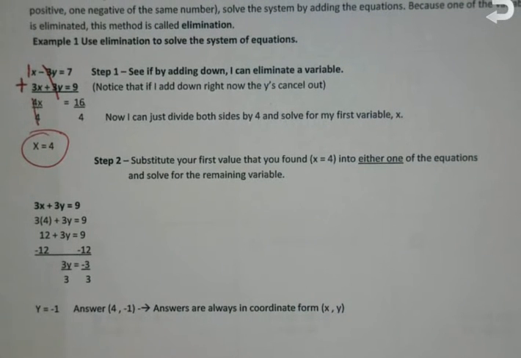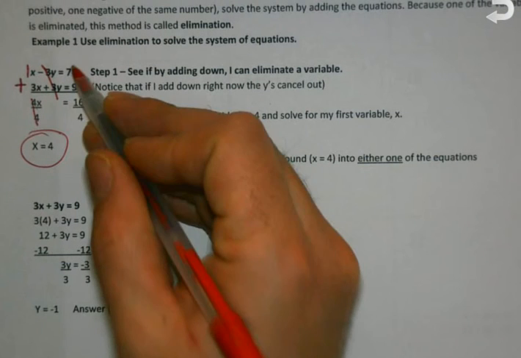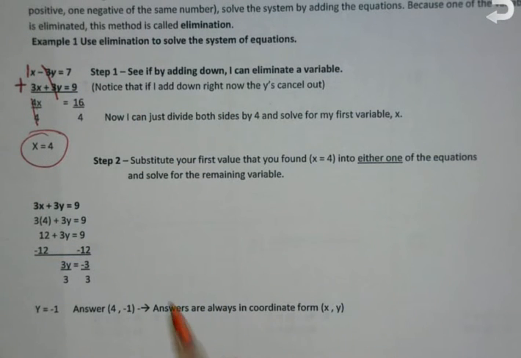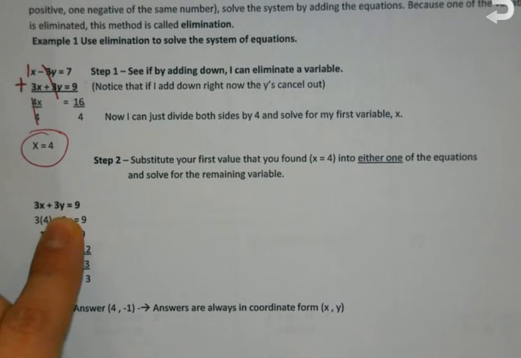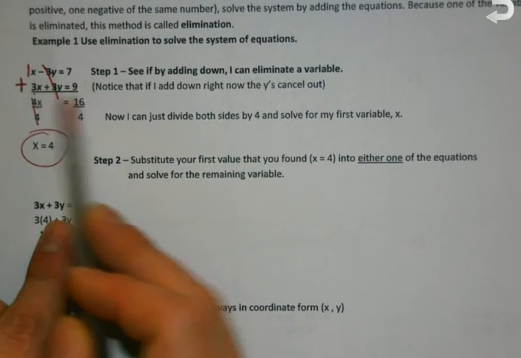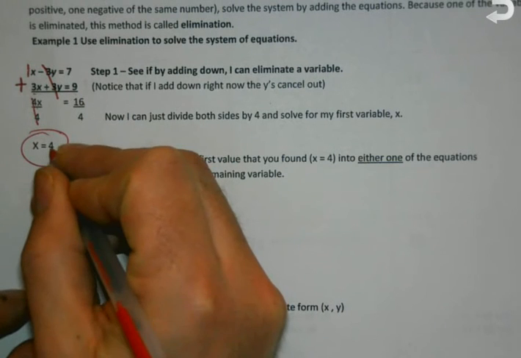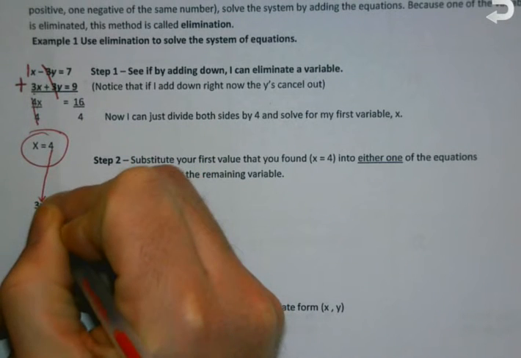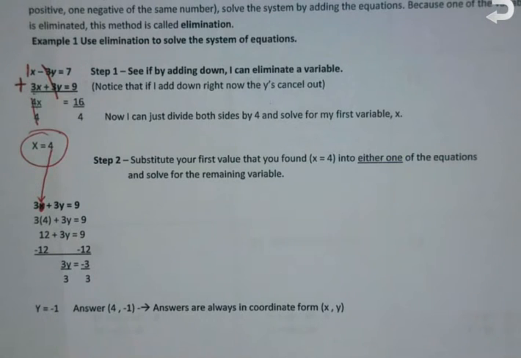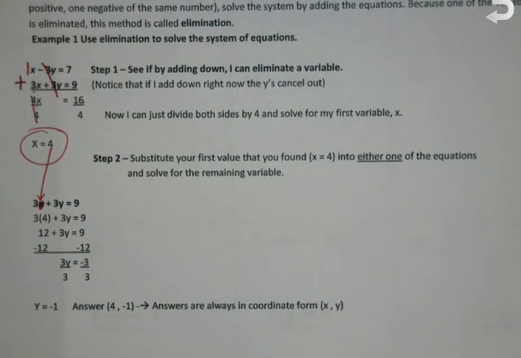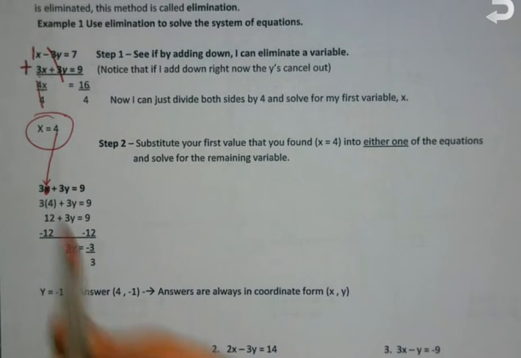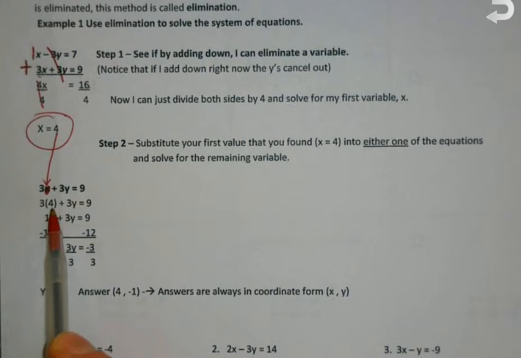So I can substitute that value into either of the original equations. Now, some of you may always choose to use the top one. Some may choose the bottom one. It doesn't matter. So I happened to choose the bottom equation: 3x plus 3y equals 9. And what did I do? I plugged the 4 in where the x is. So it kind of blends substitution into this a little bit. I replaced the x with 4, and then I worked the problem out.